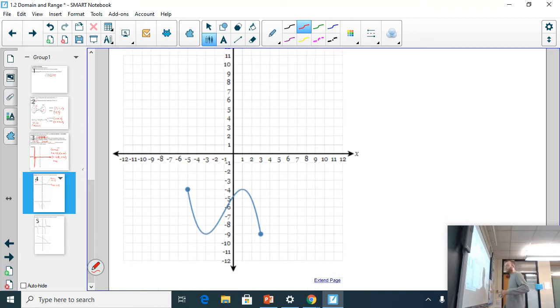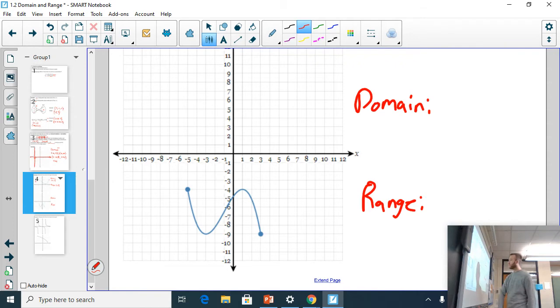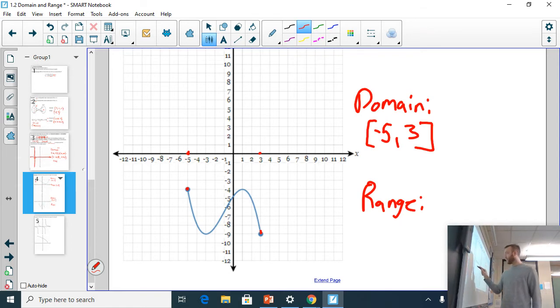Let's do it one more time. So for the domain, we are looking at all of the x's again. So what's the farthest to the left we go? Well, it looks like right here, the farthest left we go is -5, and that is a closed dot, so it's included. So we're gonna have brackets, -5, and then what's the farthest right we go? The farthest right we go is here, which is at +3, and again, that one is a closed dot, so that is included. So we will put that bracket there for 3.